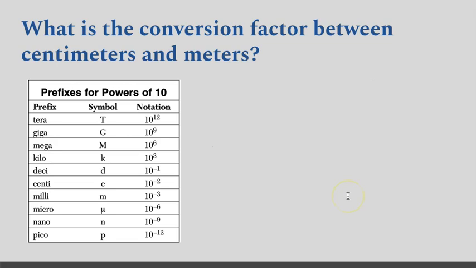So the first question says, what is the conversion factor between centimeters and meters? So I want to know basically how centimeters and meters are related. And I want to use the physics regents reference table because that's what I'm going to have during the test. So it gives us this prefixes for powers of 10 chart, and specifically I want to look at this line that says centi, c, 10 to the negative 2. What this really means is that 1 centimeter equals 10 to the negative 2 meters.